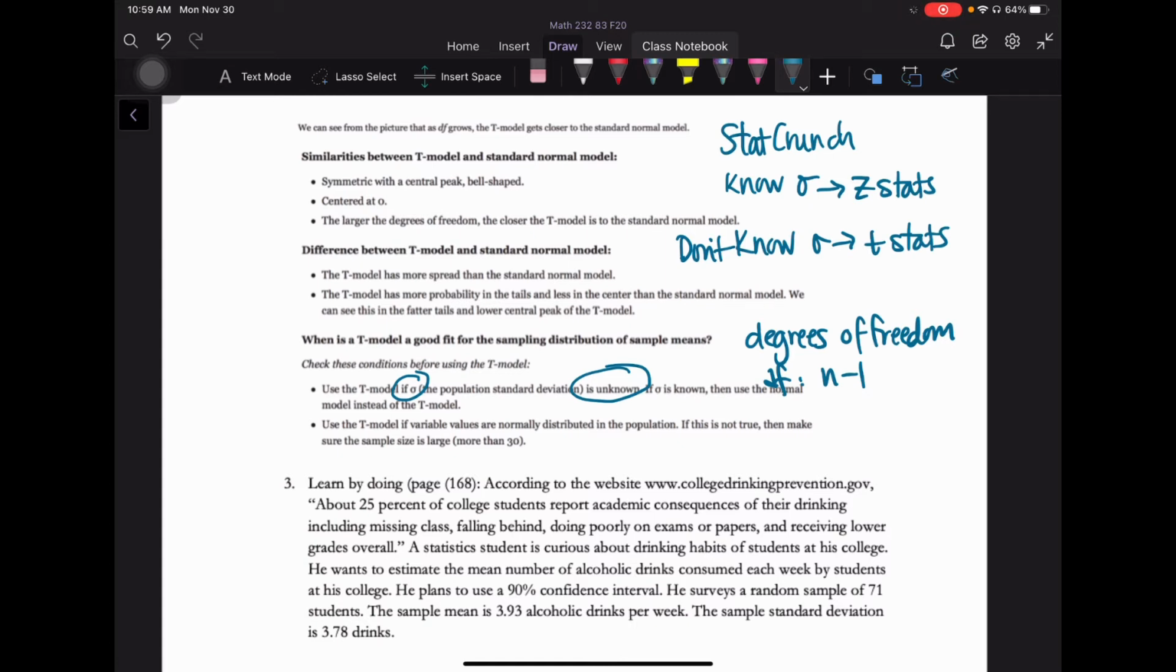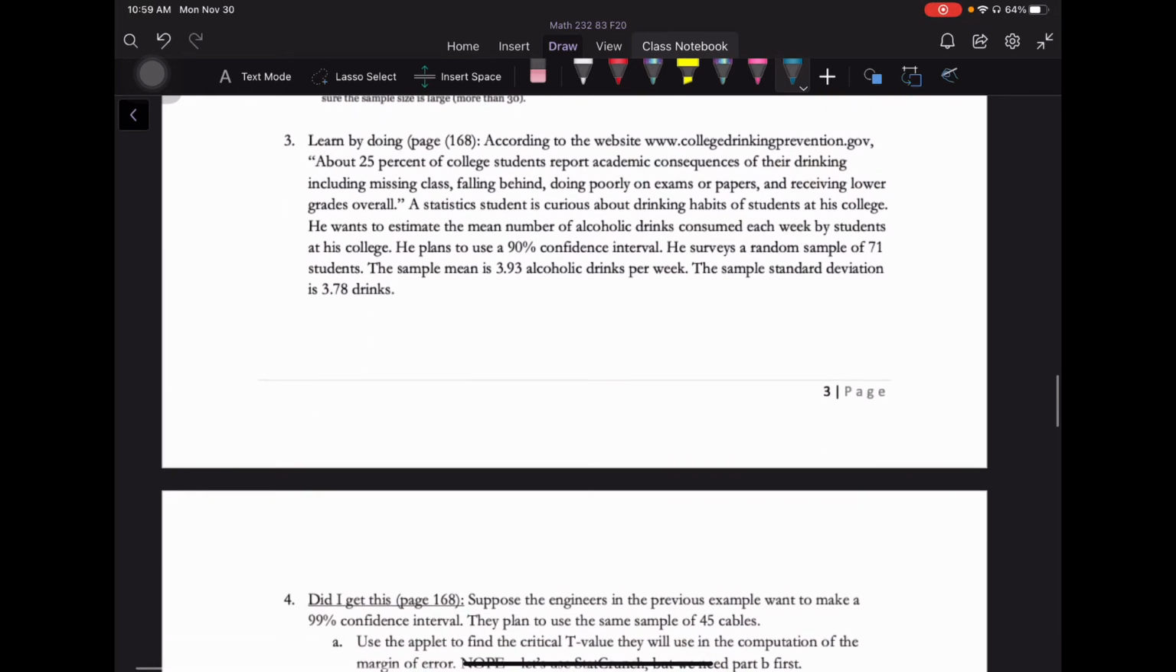Working on the learn by doing. According to the website collegedrinkingprevention.gov, about 25% of college students report academic consequences of their drinking, including missing classes, falling behind, doing poorly on exams or papers, and receiving lower grades overall. A statistics student is curious about drinking habits of students at his college, and he wants to estimate the mean number of alcoholic drinks consumed each week by students at his college. He plans to use a 90% confidence interval, and he surveys a sample of 71 students. The sample mean is 3.93, and the sample standard deviation is 3.78.